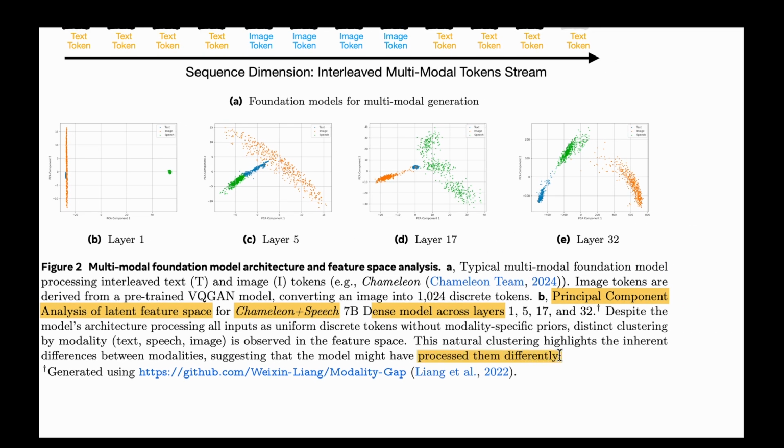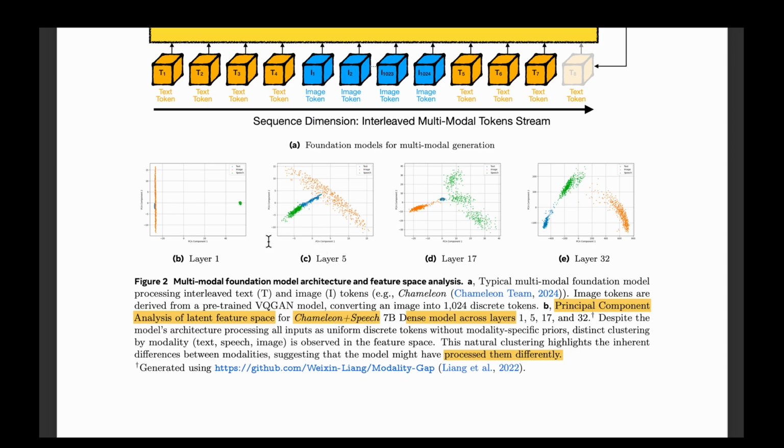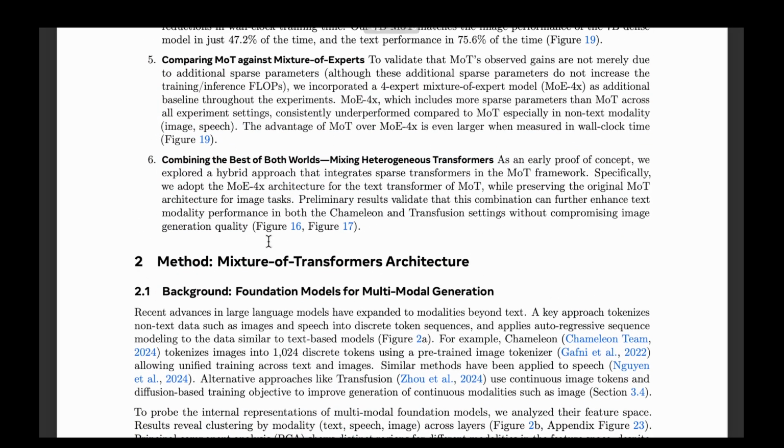As they mentioned, clearly the model is processing them differently, so we need a better architecture that deals with different modalities differently. That's the motivation to come up with this sparse architecture they have proposed, which is the mixture of transformers architecture.